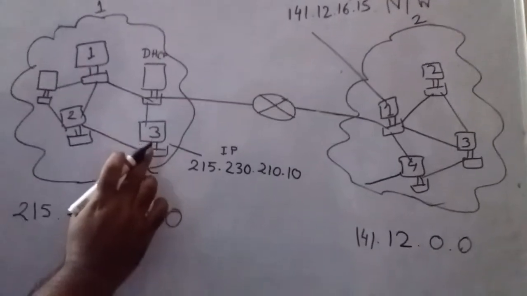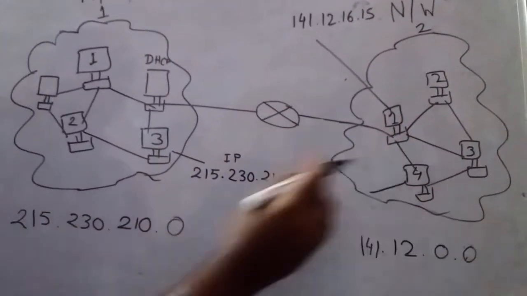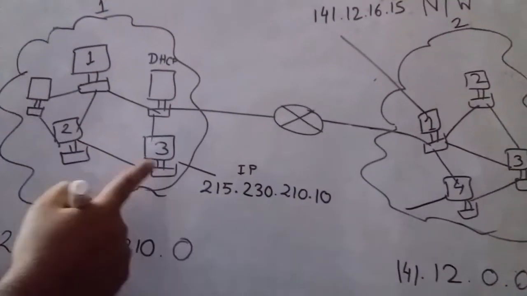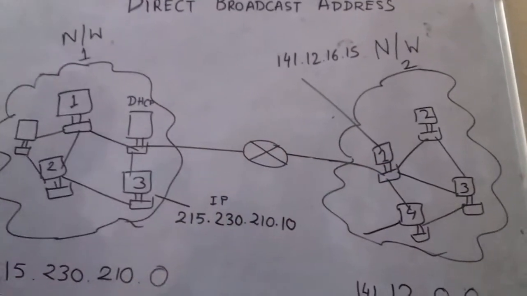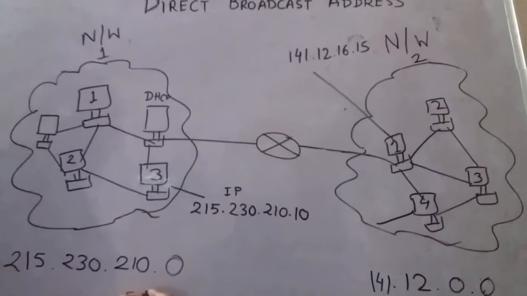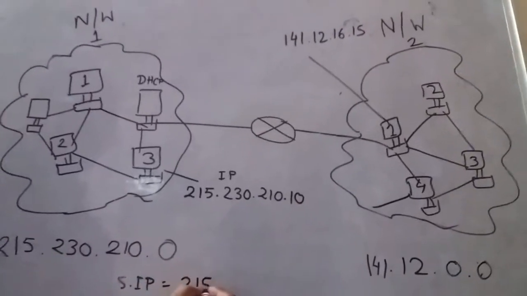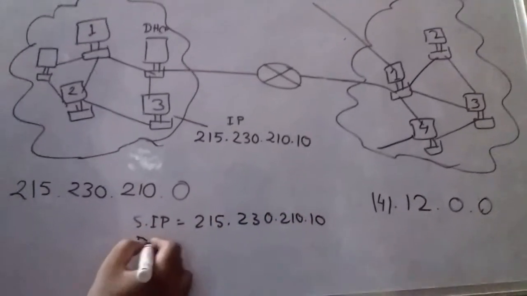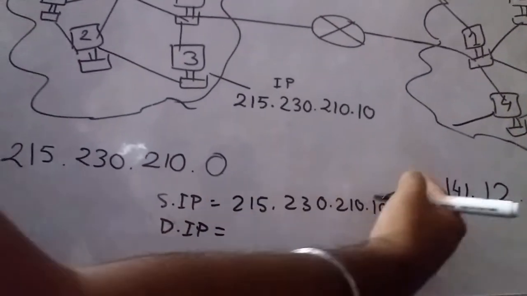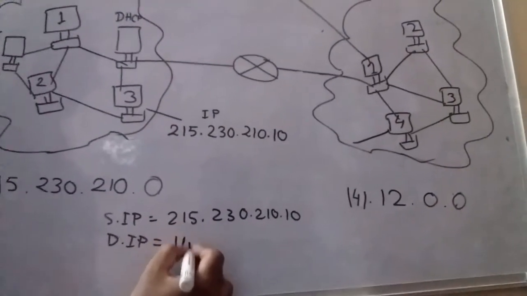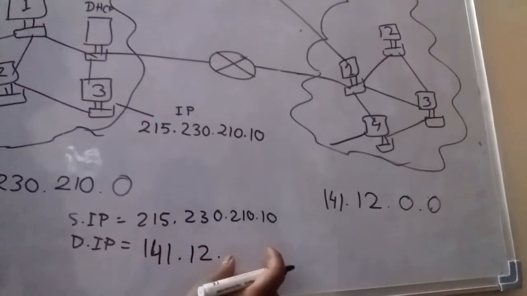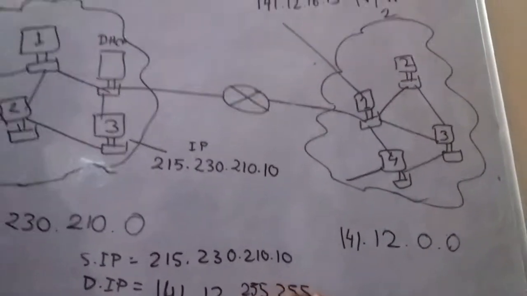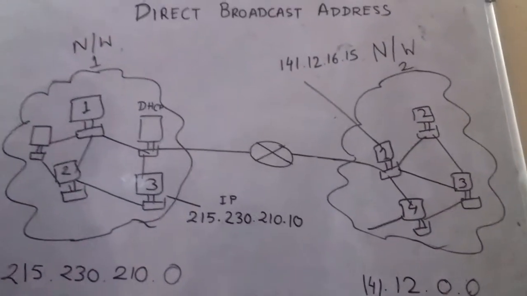This computer wants to send a data packet to all the computers in this network. So what will be the destination IP address? That will be the direct broadcast address, because it wants to send the data packet to all the computers. At that time, the source IP will be 215.230.210.10. The destination IP will be, this is for the other network, so 141.12, and now the host part will be 255.255. So this is the direct broadcast address for this network.